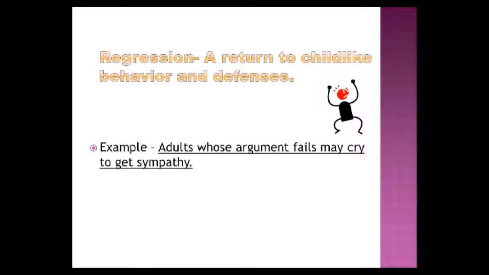Okay? The way you would do it, if I gave a quiz or a test on it, I would ask you what the word regression means. You give me a short definition, and then you give me an example of what it looks like. An example would be adults whose arguments fail may cry to get sympathy. That has just summarized that paragraph, giving me the 2 steps: locate the key word and the definition, and give an example of what it looks like. Okay?